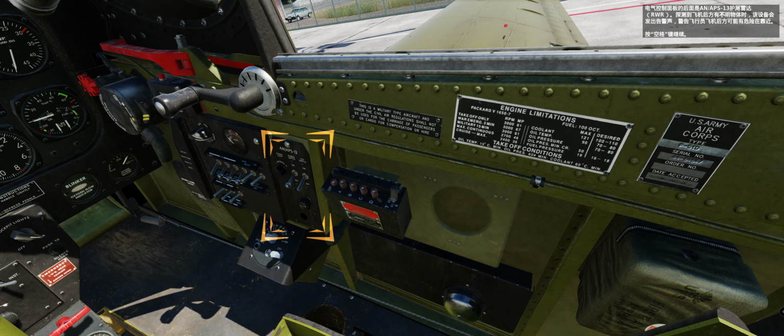Further back from the electrical control panel is the AN/APS-13 Rear Warning Radar, or RWR. This device sounds an alarm when an object is detected behind the aircraft to warn the pilot of a possible threat approaching from the rear.